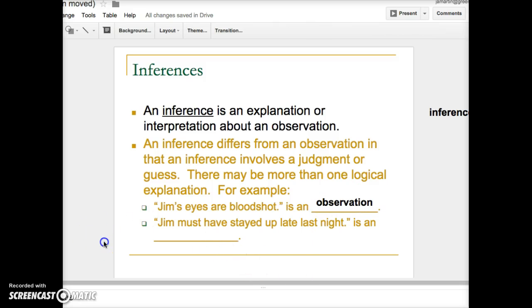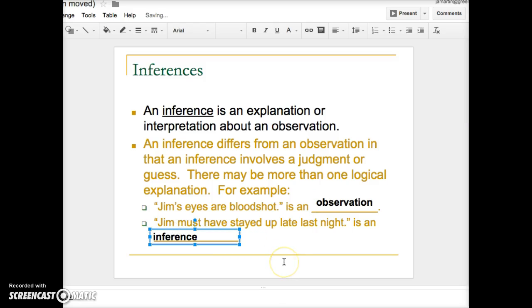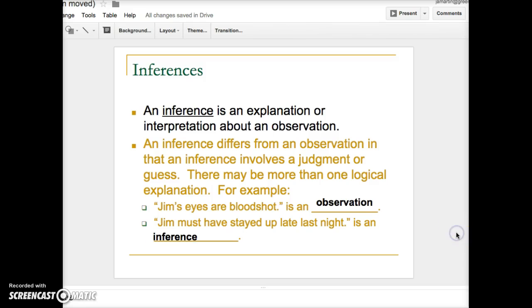The last one, let's look at this last inference. Jim must have stayed up late last night, okay? That's an inference because that's an explanation or a guess. We don't know that's true or not. That's just our judgment. We're thinking his eyes are bloodshot because he stayed up late last night. We don't know that. Maybe his eyes are bloodshot because he has red contact lenses in. We don't know. That's why it's an inference.